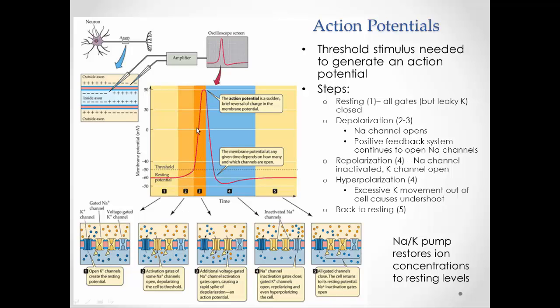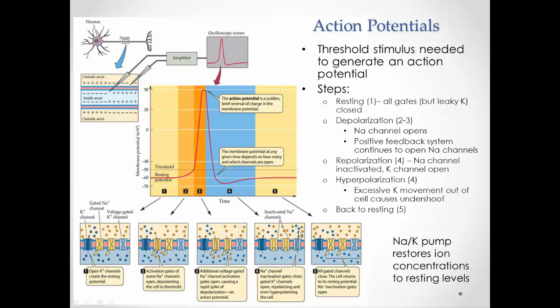Now, as we build up and go up in depolarization, that becomes a positive feedback system, opening up more of those activation gates, and therefore more sodium rushes in. By the time we hit the peak here, all those sodium channels are open, and as much sodium as we can was moving in. That triggers potassium channels to begin to open and for the inactivation gates to close. So now we're up here. Notice if the inactivation gates are closed, we can't have any more sodium moving in. With the potassium gates now open, potassium rushes out.